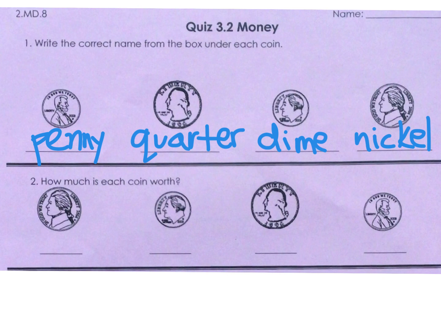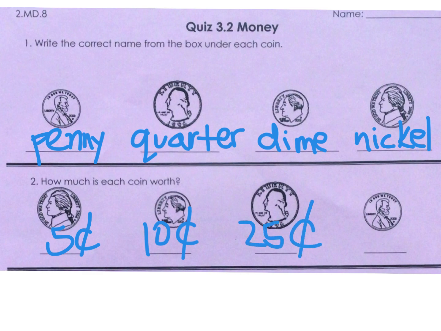So for the nickel, they will write 5 with the cent sign. For the dime, they'll do 10 and the cent sign. For the quarter, it's 25 and the cent sign. Finally, the penny is 1 and the cent sign. Again, if they don't put the cent sign, it's only half credit.